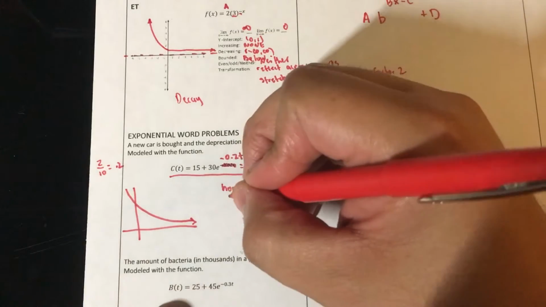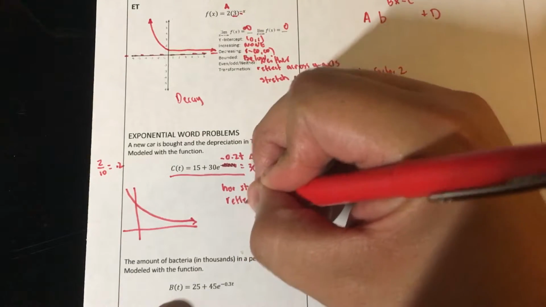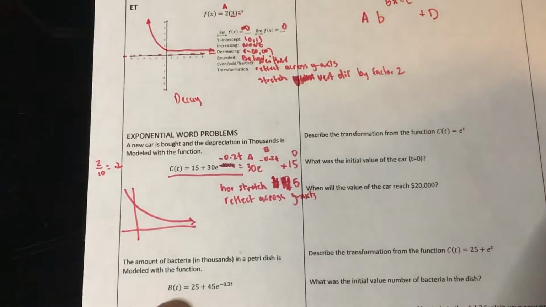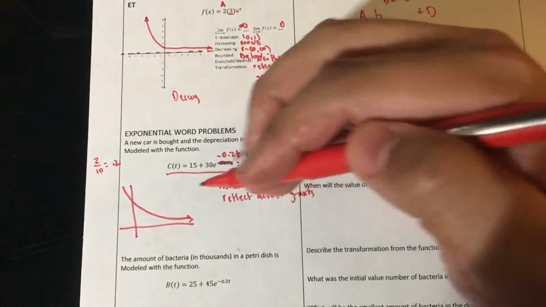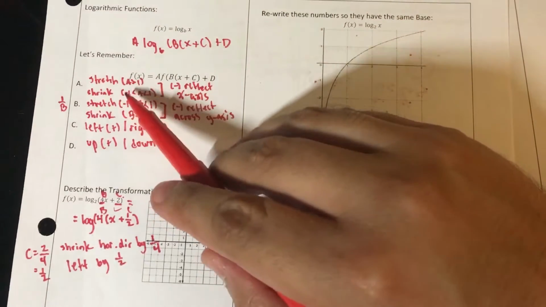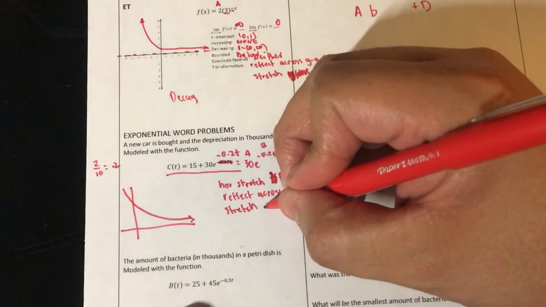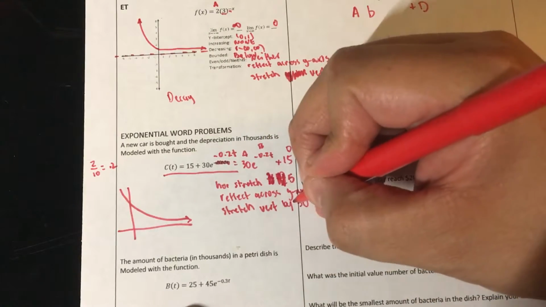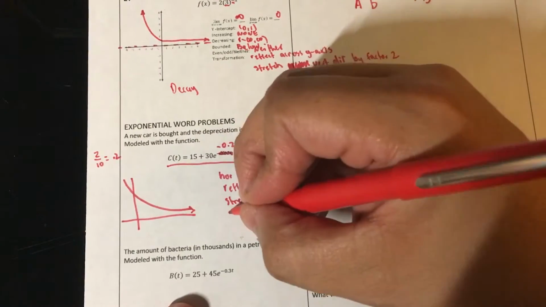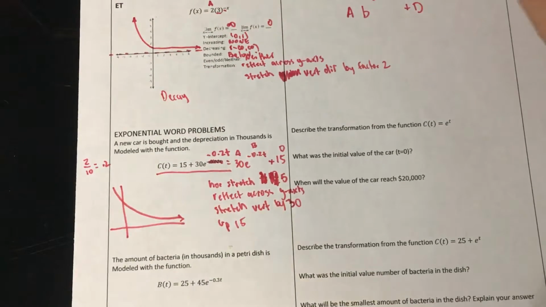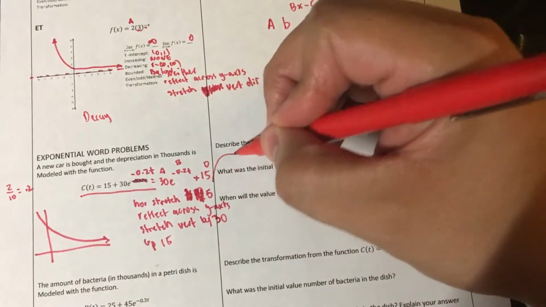Because I have a negative sign, I'm reflected across the y-axis. An a value bigger than 1 means I'm stretching vertically by a factor of 30, and a value for d means I moved up 15. So when I asked for the transformation, that's what I was putting there.